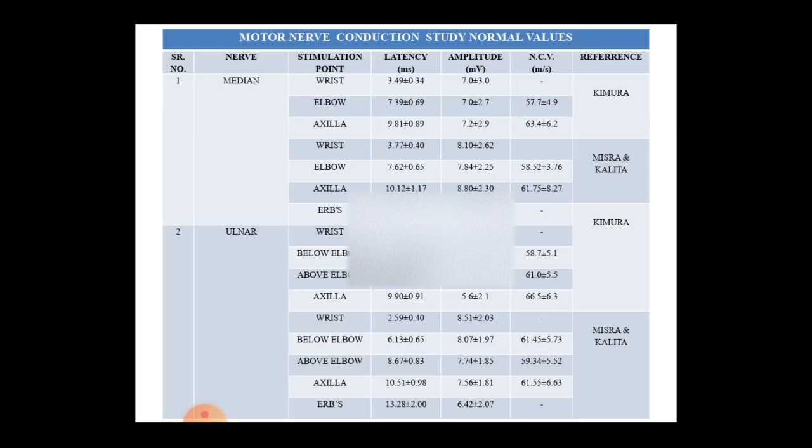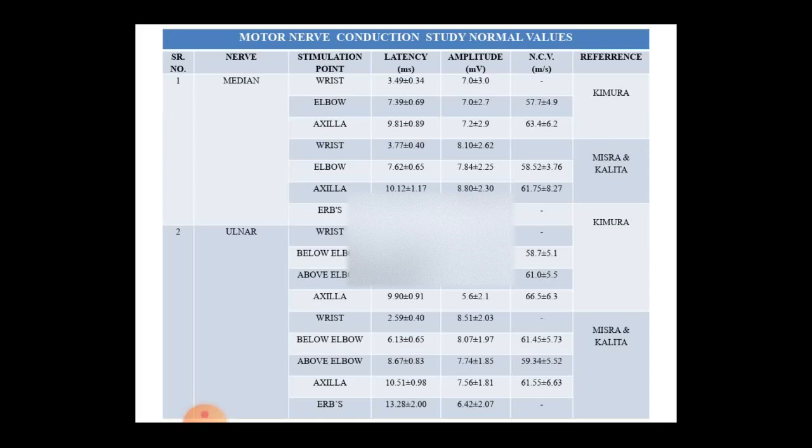You can take a screenshot of this and keep it for your record. So in this screen you can see median and ulnar. You can see in the table latency, amplitude and velocity. Latency, as we discussed, shows the time taken by the impulse to travel from the stimulating to the recording point. So if you have more latency, it is a problem. It is suggestive of demyelination. Amplitude gives you the number of axons. So less amplitude is a problem. Less amplitude is suggestive of axonal degeneration or axonal loss.